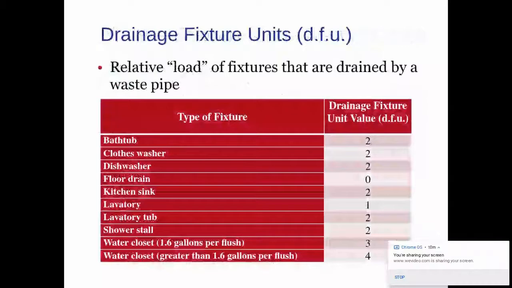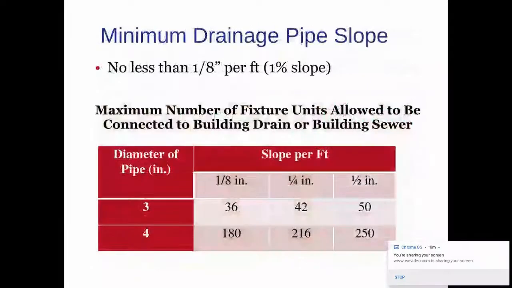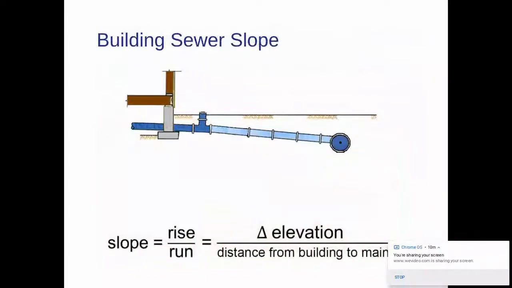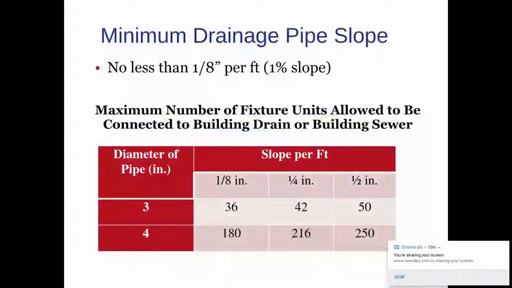And so when you're sizing the drain that leaves your house, you need to add up all this stuff in your house. So if you add them all up and you have 36 drainage fixture units, you need a 3-inch pipe that is sloped 1/8 of an inch.